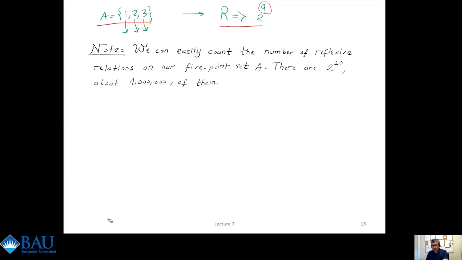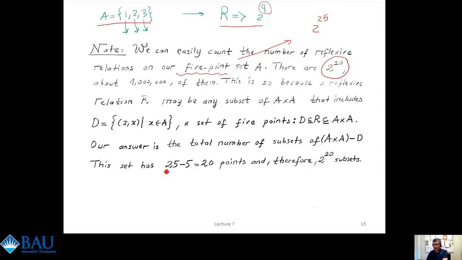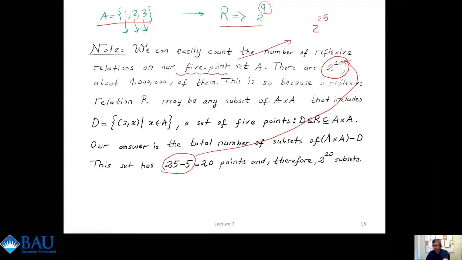In a set, if we have 5 elements, how many relations can we define? 2 to the power 25. How many of them are reflexive? 2 to the power 20, meaning power 25 minus 5. That means n squared minus n, which I wrote down on the page.